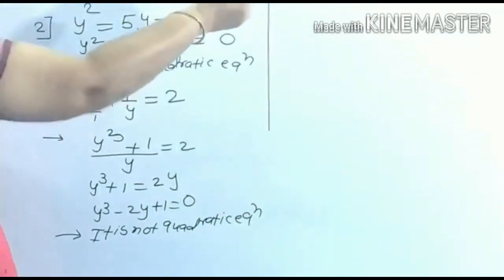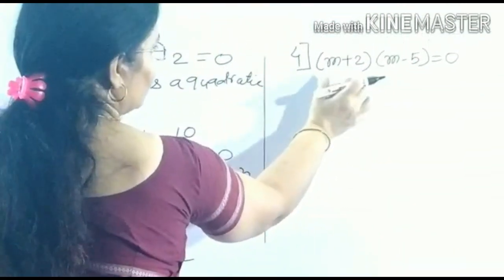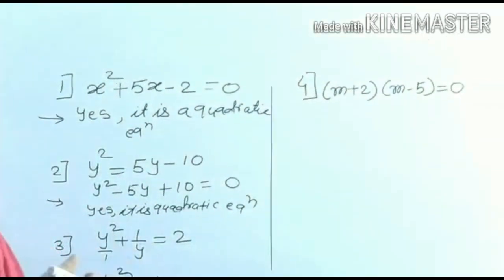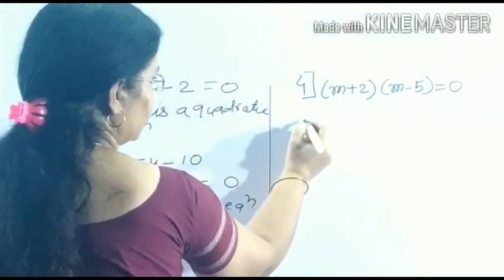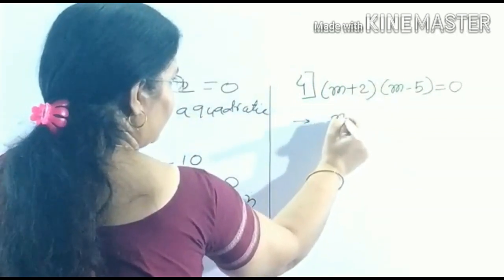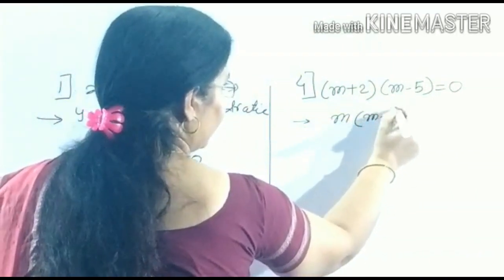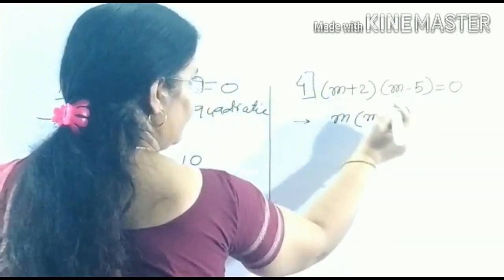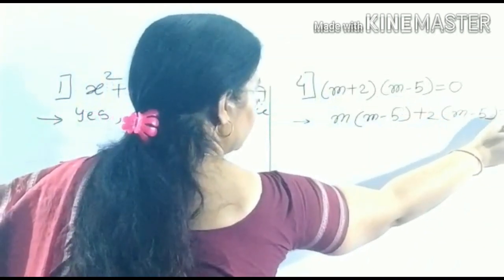Let's go to next example. We can see here m plus 2, this is in the bracket, and m minus 5, this is also in bracket, that is equal to 0. Convert this into the format ax square plus bx plus c. What should we do? Multiply the brackets. So, m in bracket, the next bracket, m minus 5. We are going to multiply this bracket with this one. Okay, plus 2 in bracket m minus 5 is equal to 0.